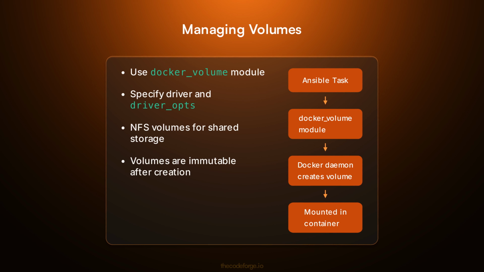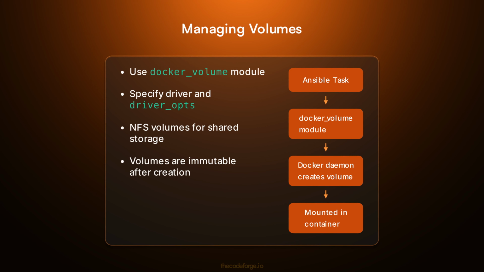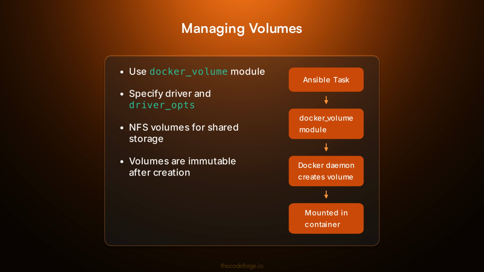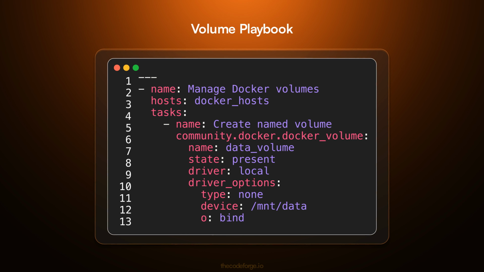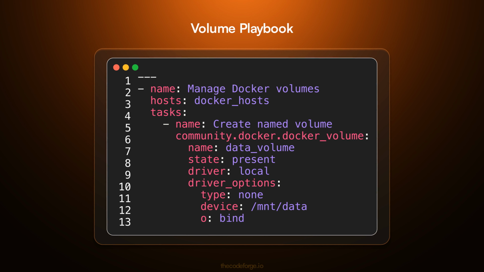Docker volumes provide persistent storage. The docker_volume module can create local or network volumes. For shared storage across hosts, use NFS volumes with driver_opts. Remember, volumes are immutable after creation. To change options, you must destroy and recreate. This creates a local bind mount volume. For NFS, you would set type: nfs, and provide the NFS server address. Always test volume creation with docker volume create before using in production.